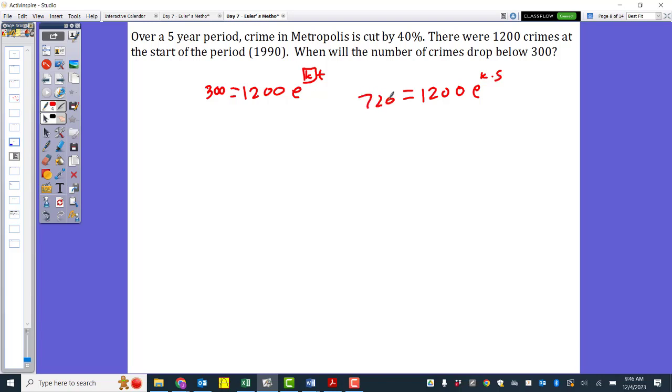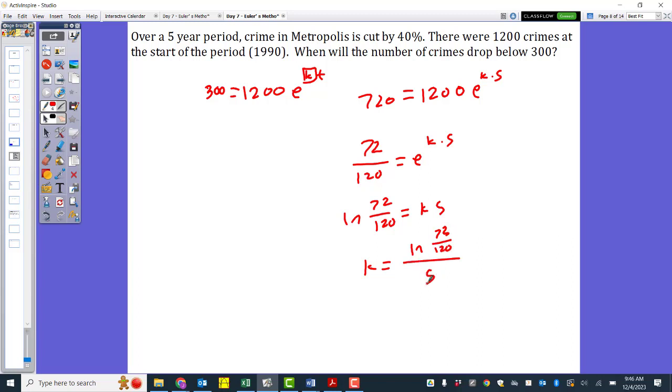Okay, and then we can solve for k by just rearranging. So we have 72 over 120 equals e to the k times 5. Natural log of 72 over 120 equals k times 5. K is equal to natural log of 72 over 120 all over 5.